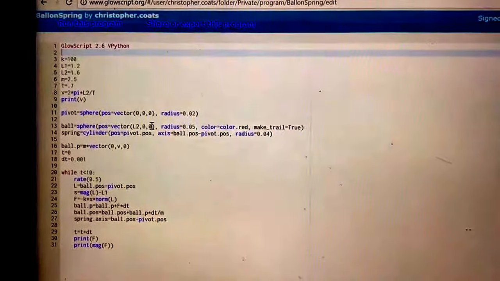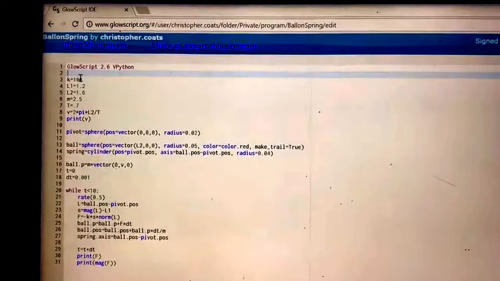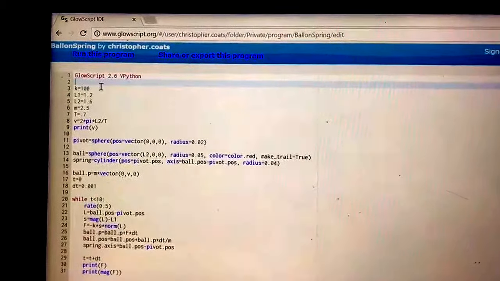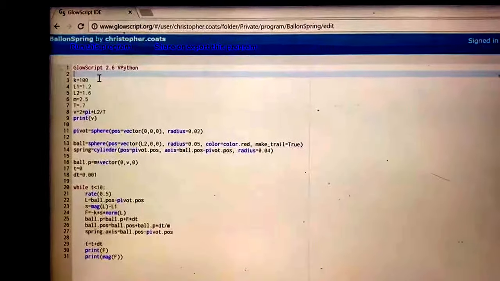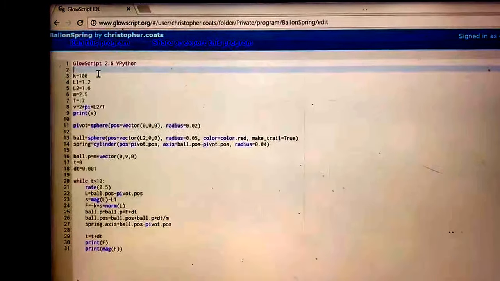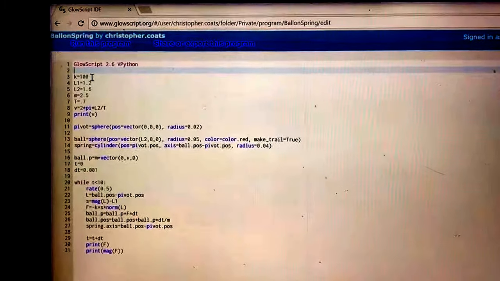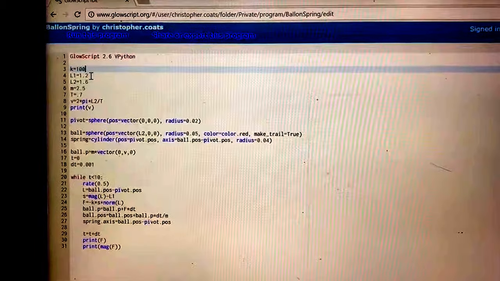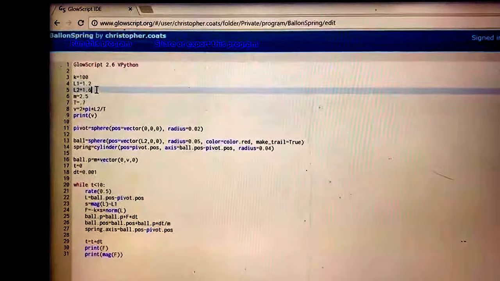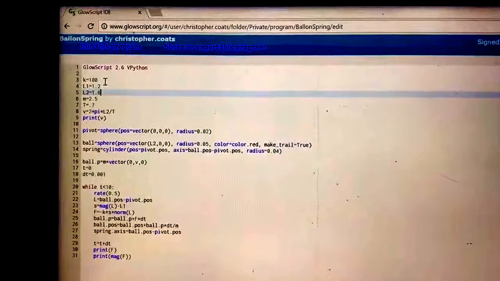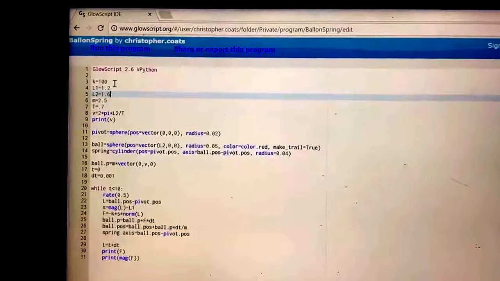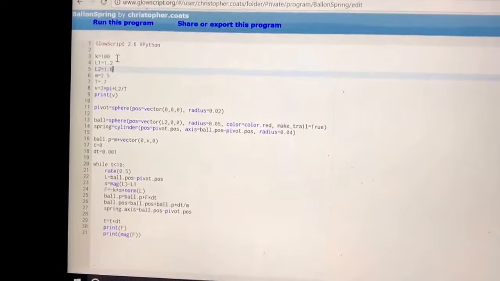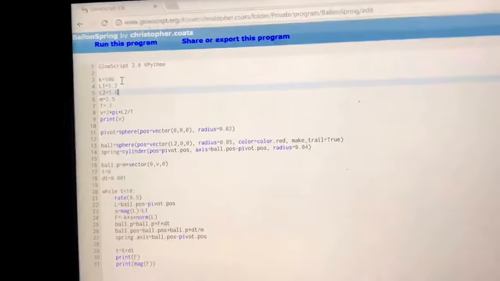Alright, so this is the numerical calculation. I did it using glowscript.org just because it's easier and we've had practice with it in class. So to start out, K is already defined as 100. Then L1 and L2 are both defined for the length of the spring. And so 0.4 is the stretch of the spring, which is determined later.